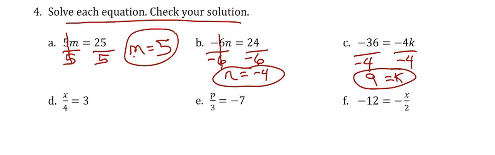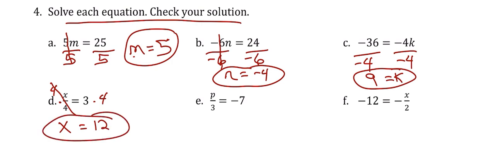All right, let's go to the next one. The x is being divided by 4. So what I'm going to do, even though there's not a lot of room here, is multiply the left side by 4 and the right side by 4. When we do that, the 4 is canceling because 4 over 4 is 1, and we have x all by itself, so x is equal to 12.